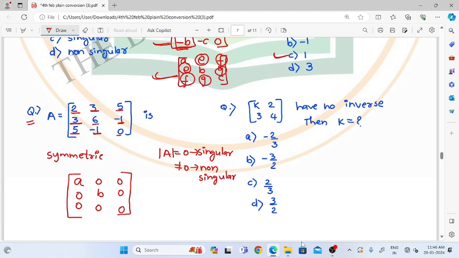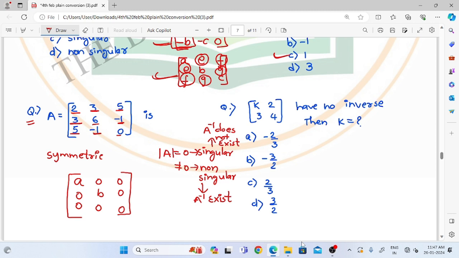And remember two more things. If the determinant is 0, that means the matrix is singular, that means the inverse does not exist. Inverse does not exist if the determinant is 0. If the determinant is non-zero, that means the matrix is non-singular, then only the inverse of the matrix exists. The next question is based on this result only.